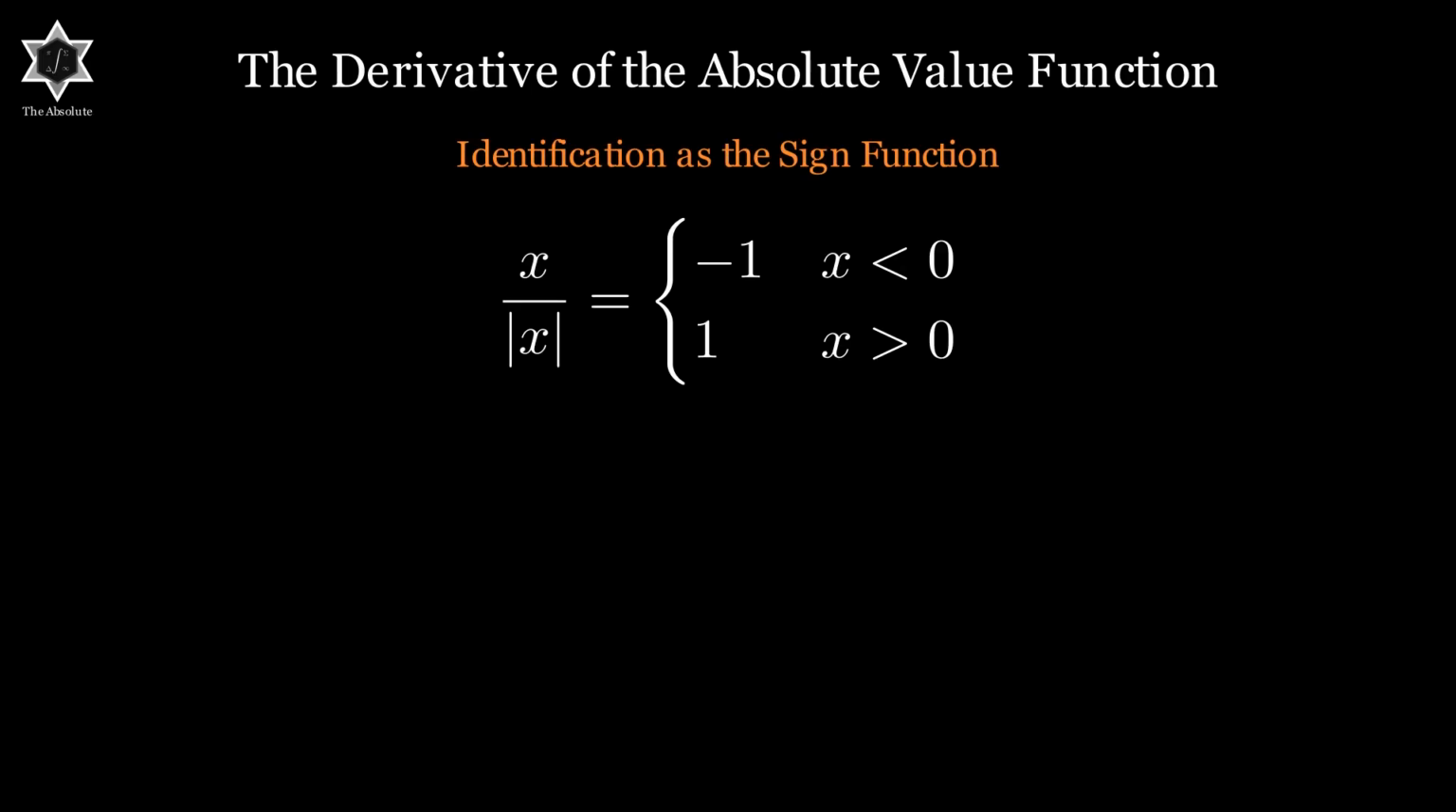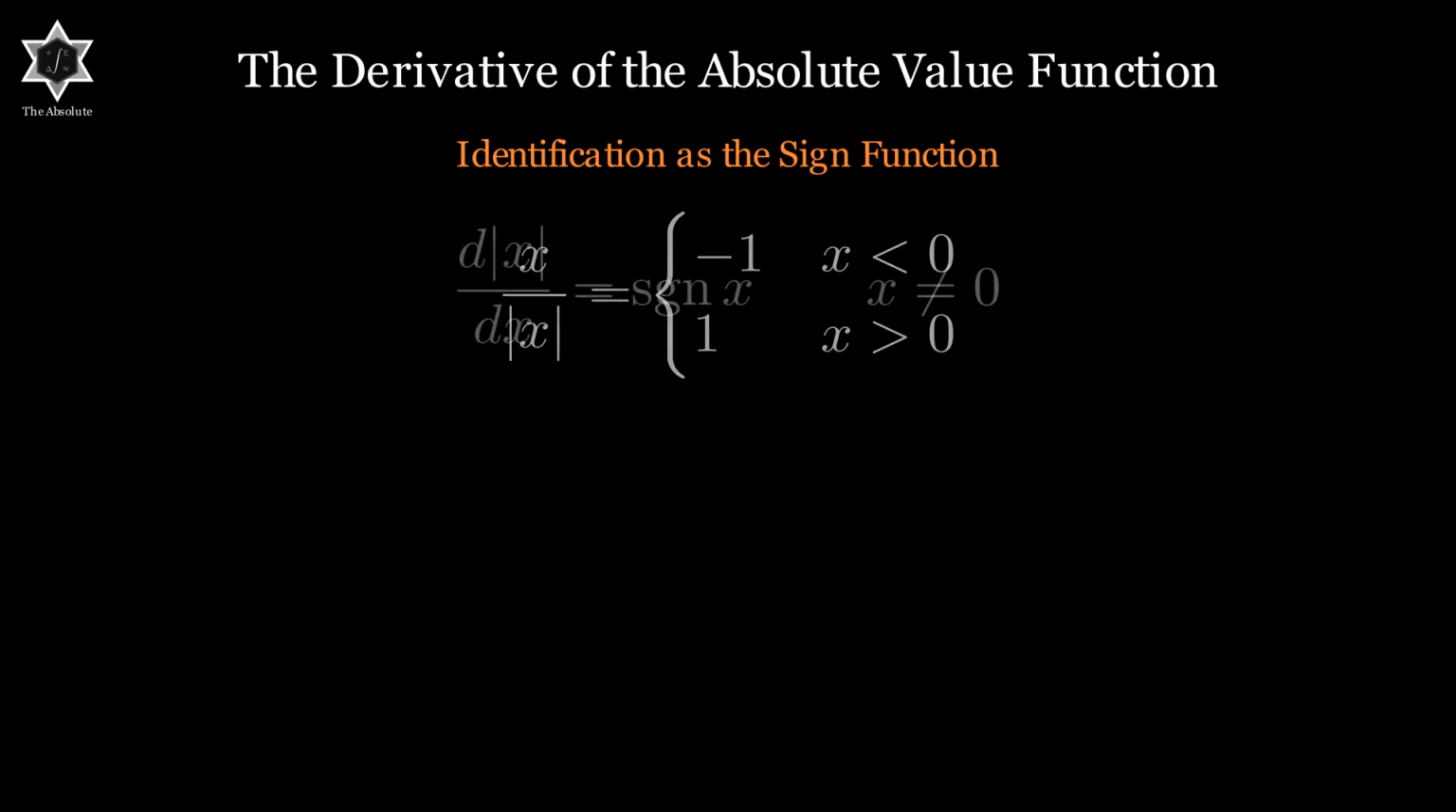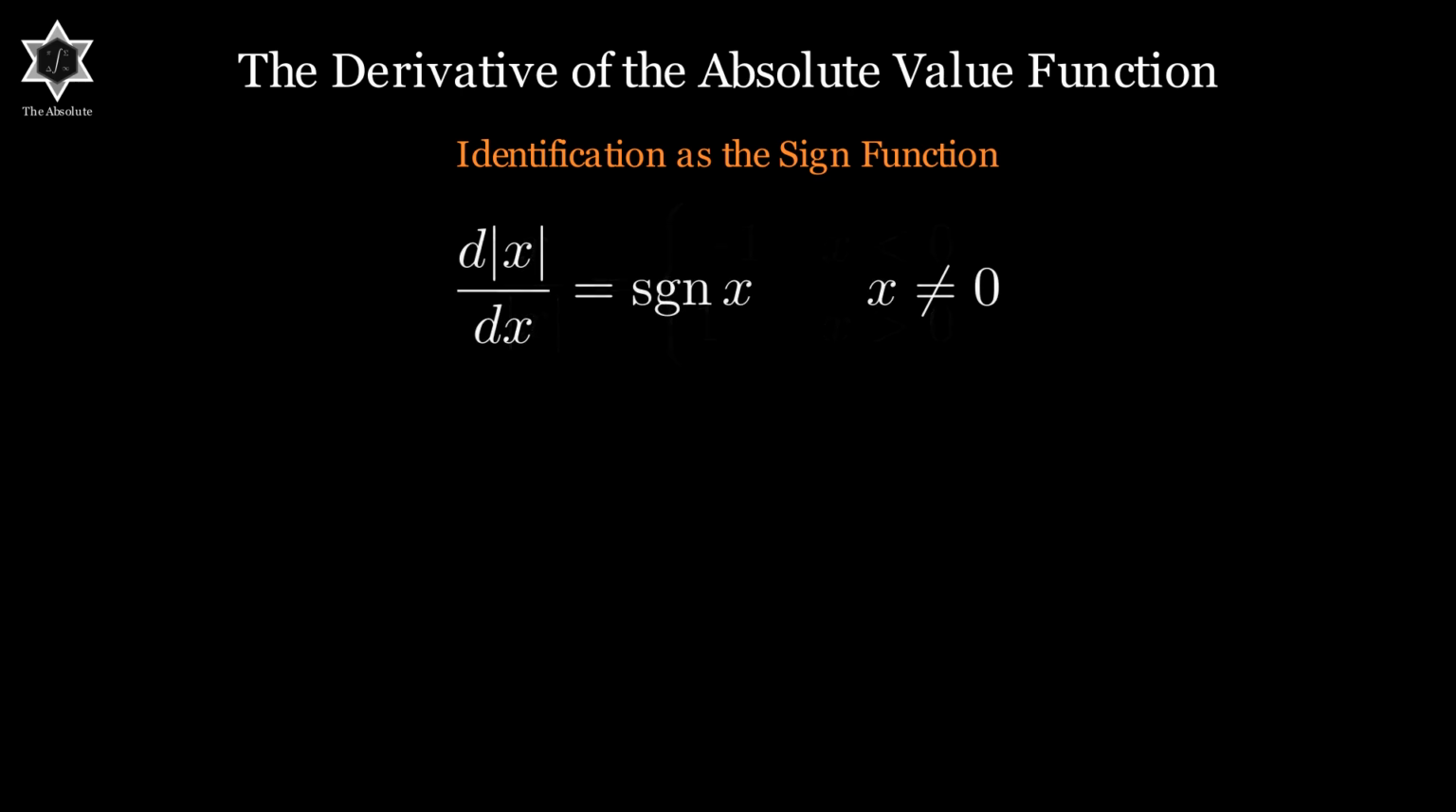In fact, this piecewise definition is exactly the signum function. So we can write the derivative of the absolute value of x as the signum of x, valid for every x not equal to 0.